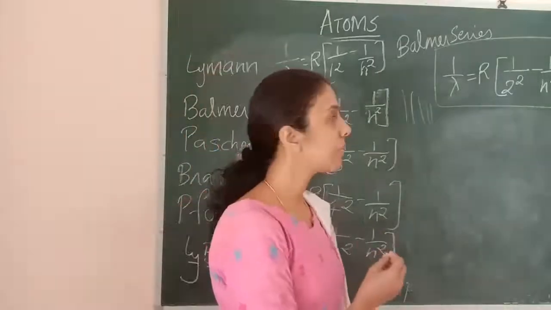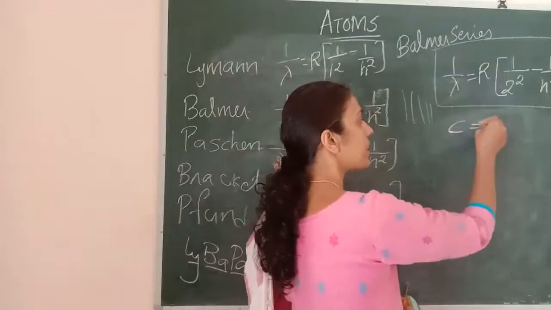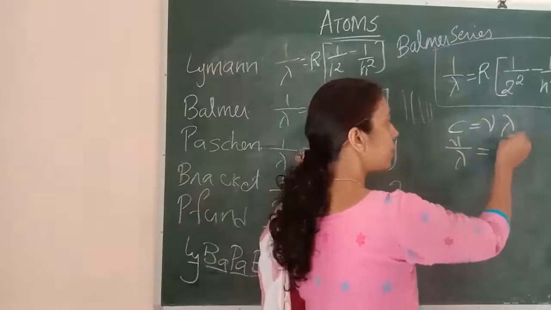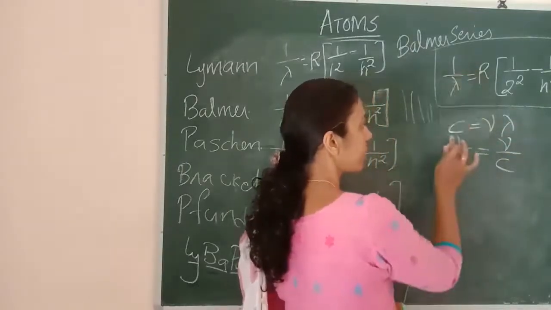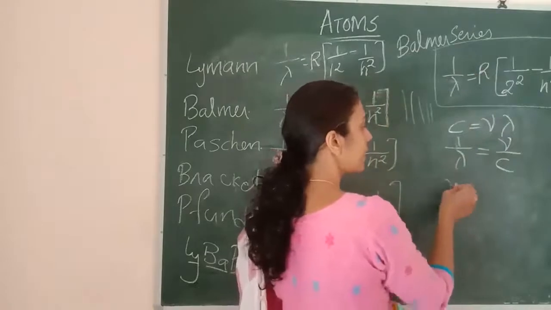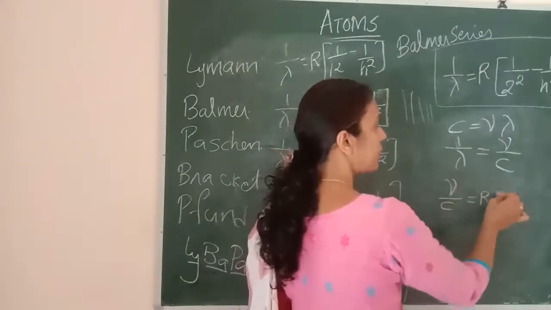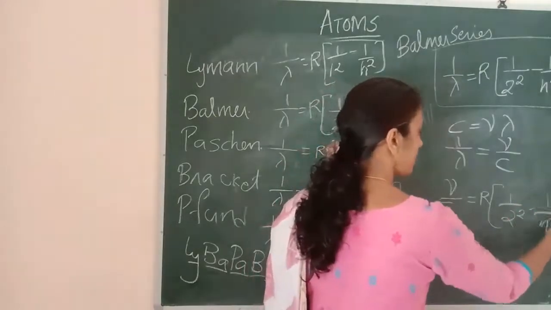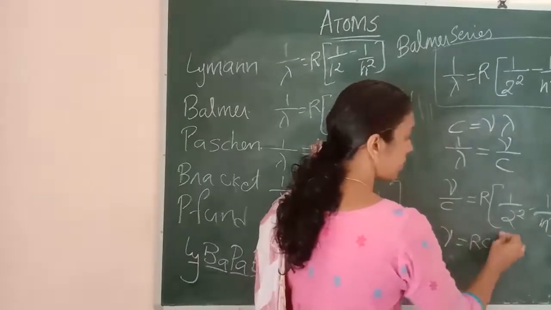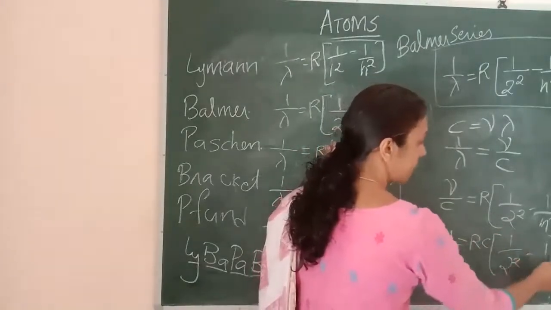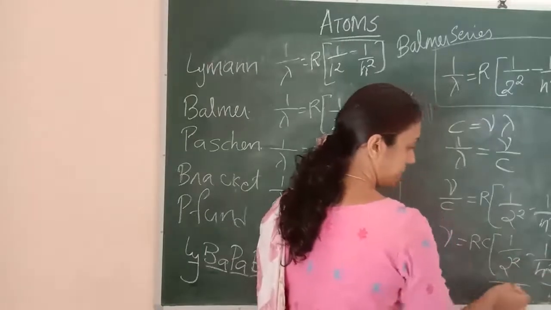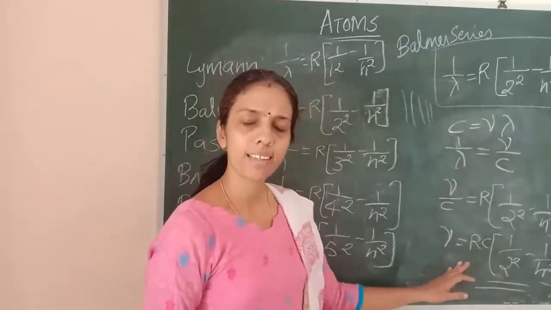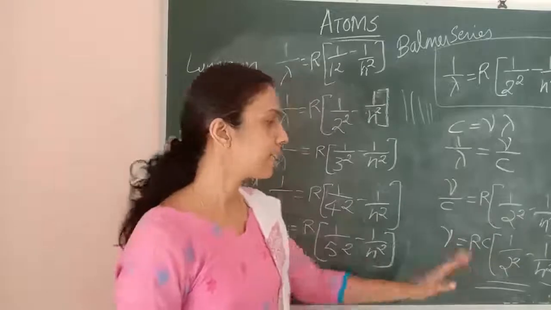Understood? The Balmer series we can write in another way. We know c equals nu lambda. Then 1 by lambda equals nu by c. So rearranging 1 by lambda as nu by c, nu by c equals R into 1 by 2 square minus 1 by n square. So nu equals Rc into 1 by 2 square minus 1 by n square. Like that also we can write it. In any format, the things are the same. If they ask about frequency, you can directly apply this formula.